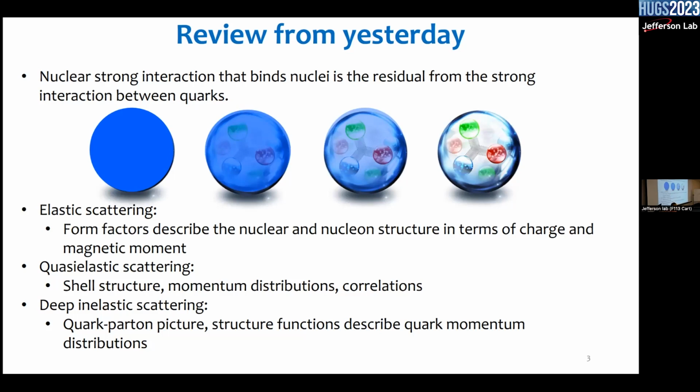With elastic scattering, we get the form factors and we can start to say things about the radius. With quasi-elastic scattering, we can start to say things about shell structure and the momentum distributions, and we can talk about short-range correlations. With deep inelastic scattering, we can look at the quark parton picture. And of course, we saw with the EMC effect, which was determined using deep inelastic scattering, that there are modifications to the quark distributions that we don't quite understand when you compare a bound versus a free nucleon.